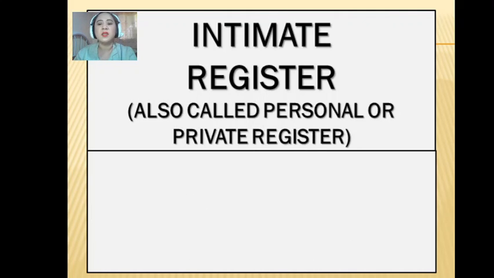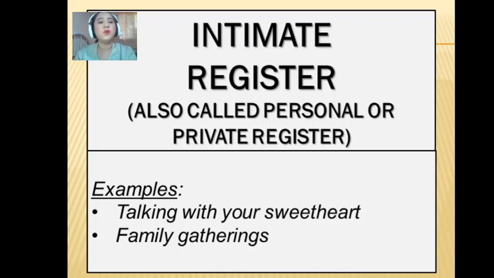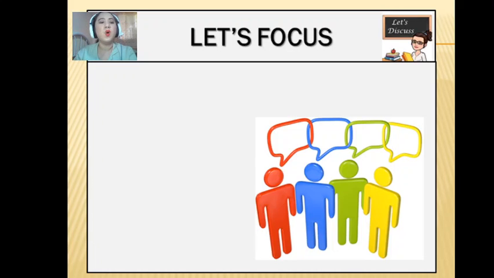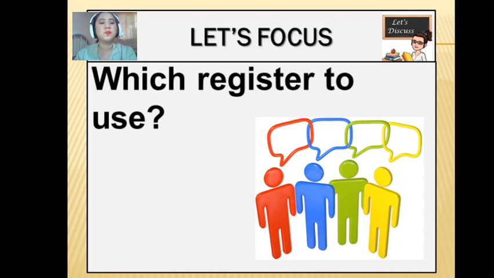The last one is called the intimate register. Intimate is also referred as personal or private register. It is the language used with close family members or friends. It is reserved for those with strong emotional ties. Examples of this, of course, is when you're talking with your sweetheart or talking with a family member in a family gathering.